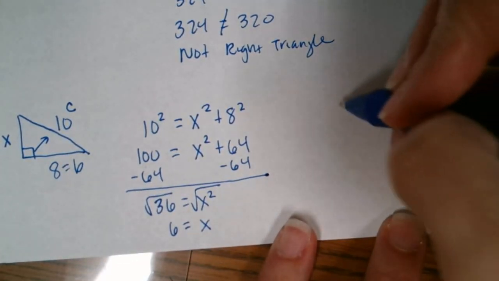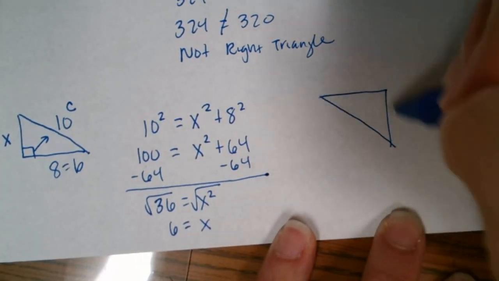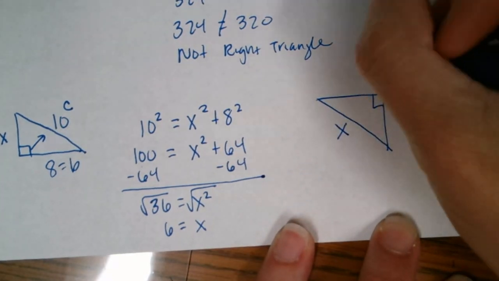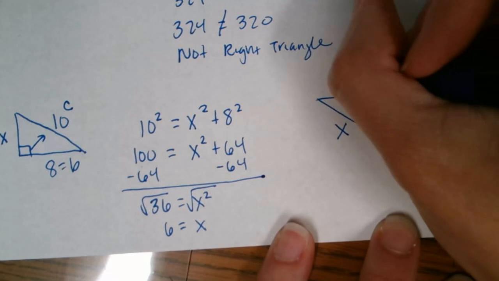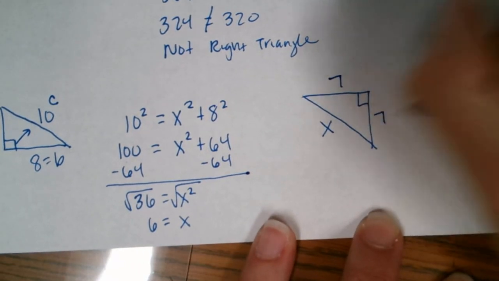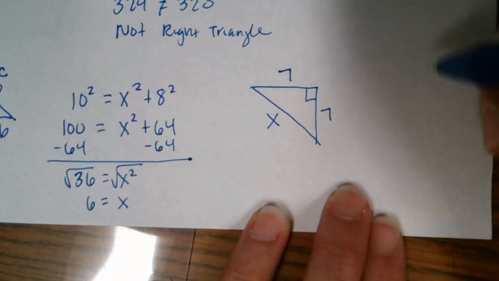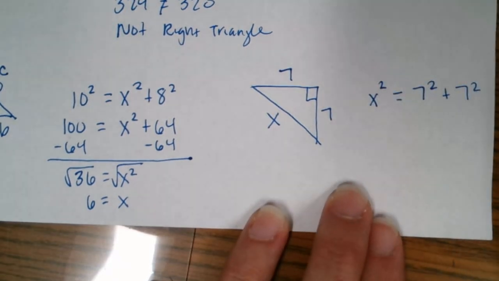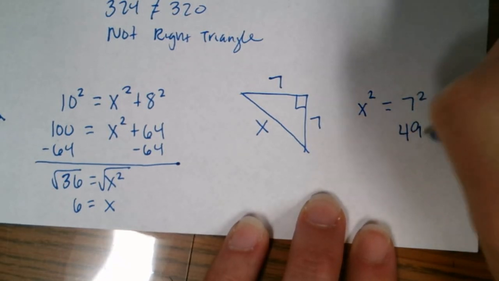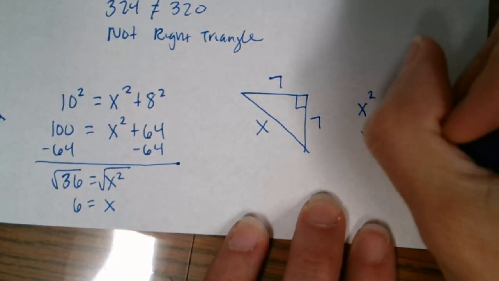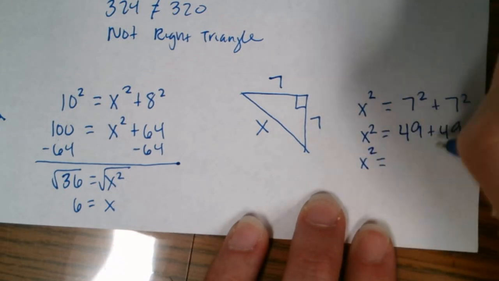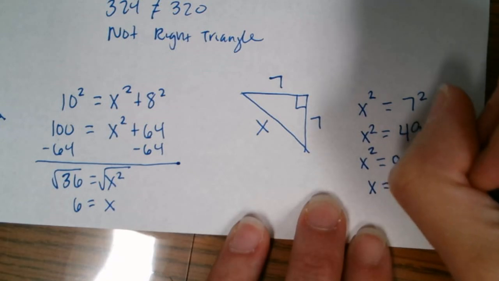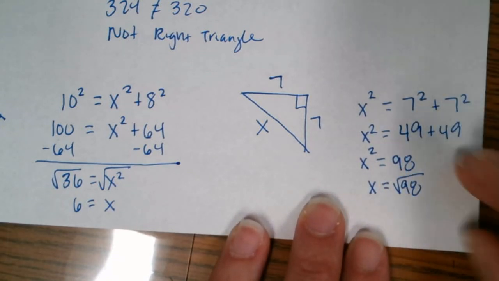Okay, if we have a right triangle, say it looks like this, and we don't know the hypotenuse, but we know that this side is 7 and this side is 7. Then we're going to say X squared equals 7 squared plus 7 squared. So 49 plus 49, X squared equals 98, so X equals the square root of 98.